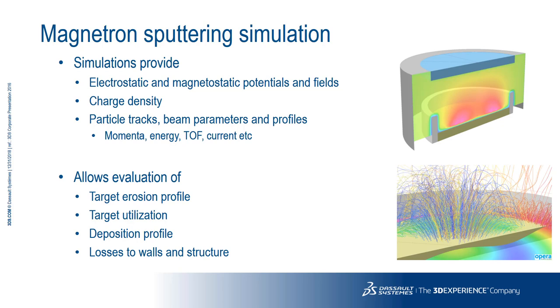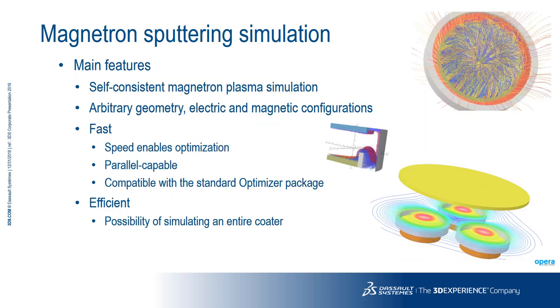So why do we want to simulate the magnetron? In general, for similar reasons to other devices. Magnetron sputtering is a complex process with performance dependent on a wide range of parameters. Simulation allows more rapid and less costly exploration of parameter space than does experiment, and can provide insight that's not available from practical testing. Having performed the simulation, we can determine the full characteristics of the device, including electrostatic and magnetostatic potentials and fields, charge density, particle tracks, beam parameters and profiles, momenta, energy, current, and so on. These often used metrics from space charge simulations may be produced using the standard features of the Opera post-processor. We can also extract information more specific to this particular type of device. For example, target erosion profile, target utilization, and deposition profile.